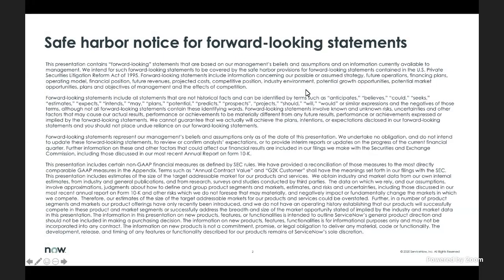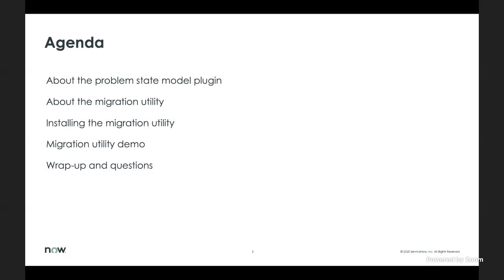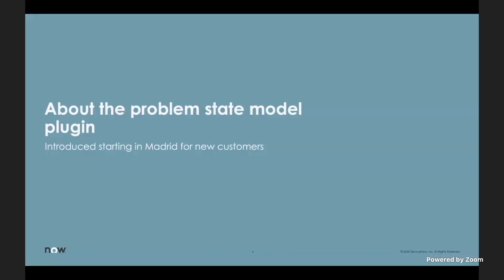Every good session for ServiceNow always has the safe harbor notice, just in case we cover any forward-looking information during this session. What we're going to look at today, first of all, is a quick look at the problem state model itself. Then we'll look at what the migration utility is and how you go about installing it. I'll then do a quick demo of actually going through it and migrating an instance with that. Then lastly, we'll wrap up and answer any other questions that you've got as well.